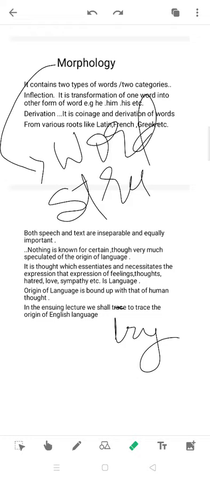Before we conclude our lecture, let me tell you a very important point. Speech and text are always inseparable. They can't be separated from each other. Both are equally important, because if speech is important, text is also important, and if text is important, speech is also important.